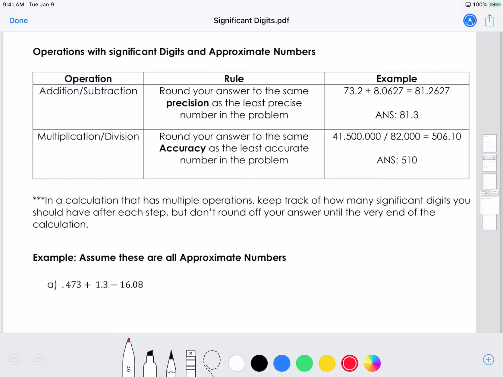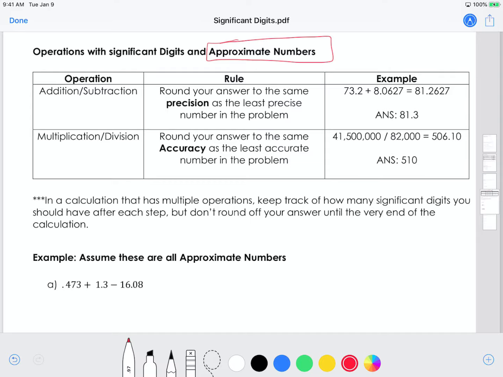Okay, now let's talk about operations with approximate numbers and significant digits. And I want to stress that this is for approximate numbers. There's a different rule if you have some exact numbers in there, and we'll get into that next. But for right now, these are the rules specifically for approximate numbers. So if you want to add and subtract approximate numbers and you care about significant digits and accuracy and precision, the rule that you want to follow is you want to look at the precision of the least precise number in the problem, and that is what you're going to use to round your final answer.